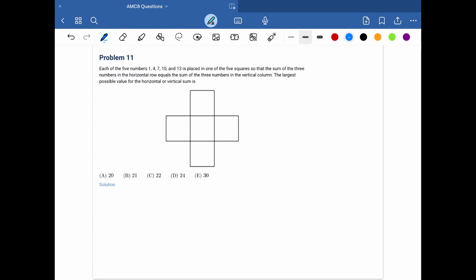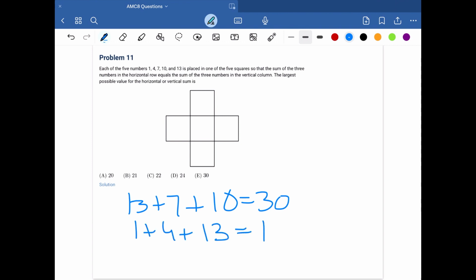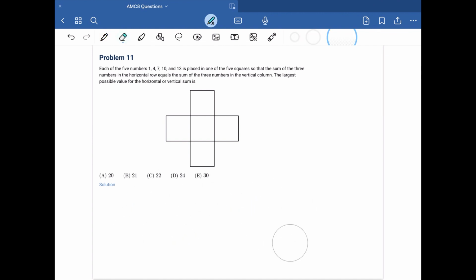So the only possible value would be 13 plus 7 plus 10, which is equal to 30. Even if you were going to put 13 in the middle, then 1 plus 4 plus 13 would only equal 18, which is not 30, and they're not equal. That's why this would not be the correct answer.